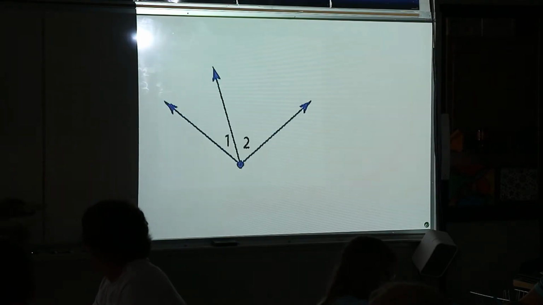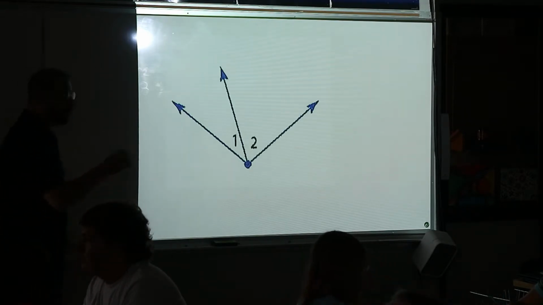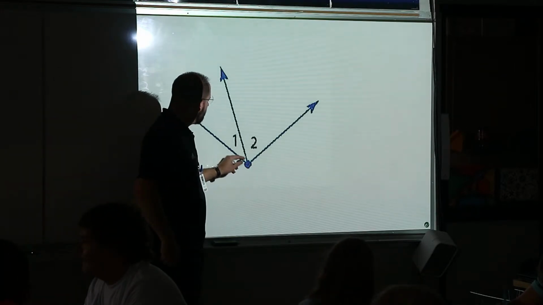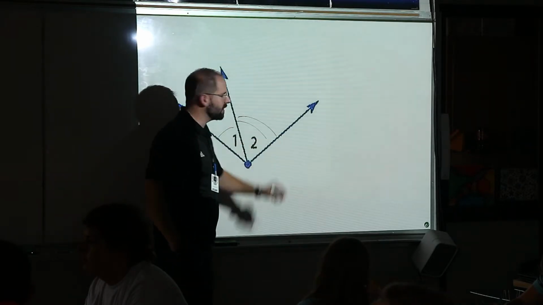Alright, on this picture, these 2 angles are side by side. They're adjacent. They share a vertex. They share a common wall in the middle. This is perfect. You have angle 1, angle 2. They obviously look like different sizes.